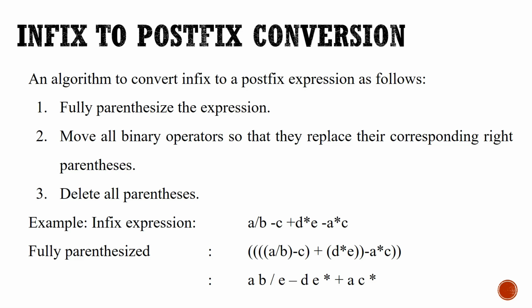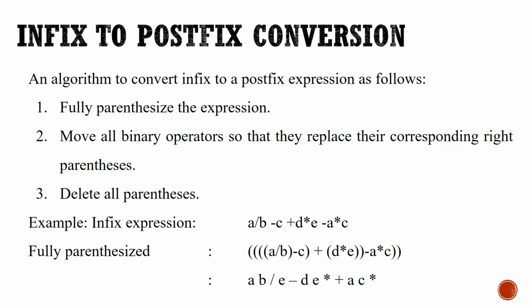Then what is to be solved? D star E. Put the parenthesis. The next to be solved is A star C. You put the parenthesis. Then next minus is to be done, so put one more outer parenthesis. Then next plus, this result plus this result. You put the parenthesis. Then next will be minus this result. Your parenthesis is missing, so put one more parenthesis over here.